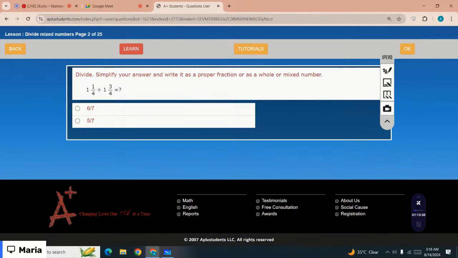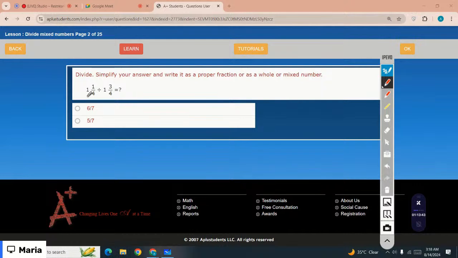The next one is 1 whole 1 over 4 divided by 1 whole 3 over 4. So let's do 1 whole 1 over 4 first, right? 4 times 1 is 4 and 1, 5 over 4. Simply convert it into an improper fraction. You have to do 1 times 4 because the whole number is 1 and the denominator is 4, then add 1. Do the same with the second fraction: 1 times 4, you need to add 3 over 4. 4 times 1 is 4 and 3, 7 over 4.